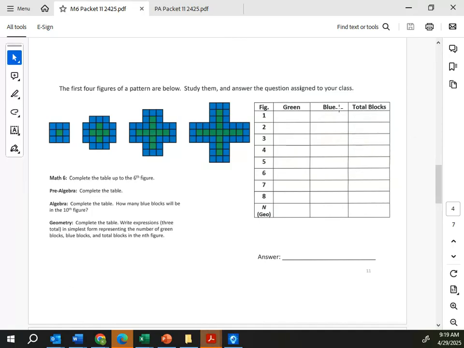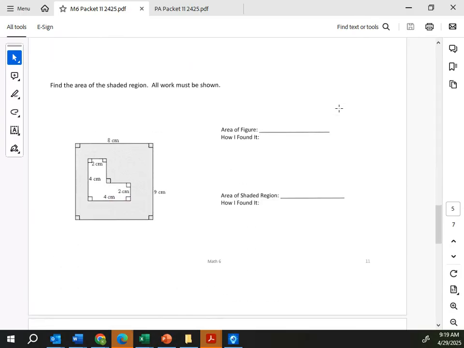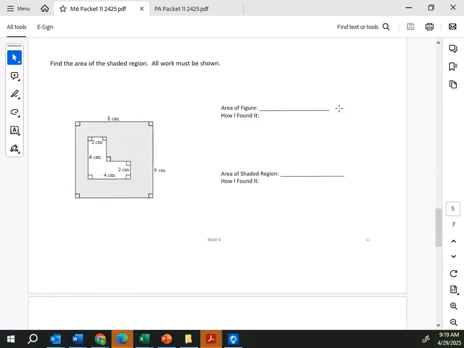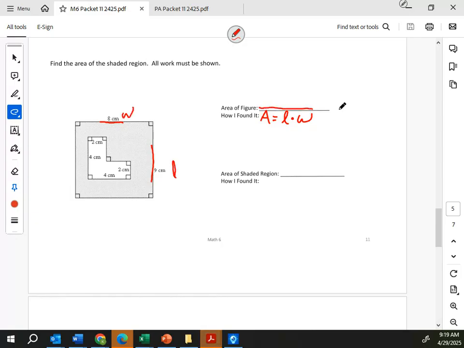Our next page is our area page. Remember that full figure is the entire shape. So our full figure is this whole shape. We were just learning in math class the area of that rectangle is length times width. That will be your full area figure. Then you need to find the shaded area. So we need to find the area of the white and take it away from that full figure so we're left with just the shaded.